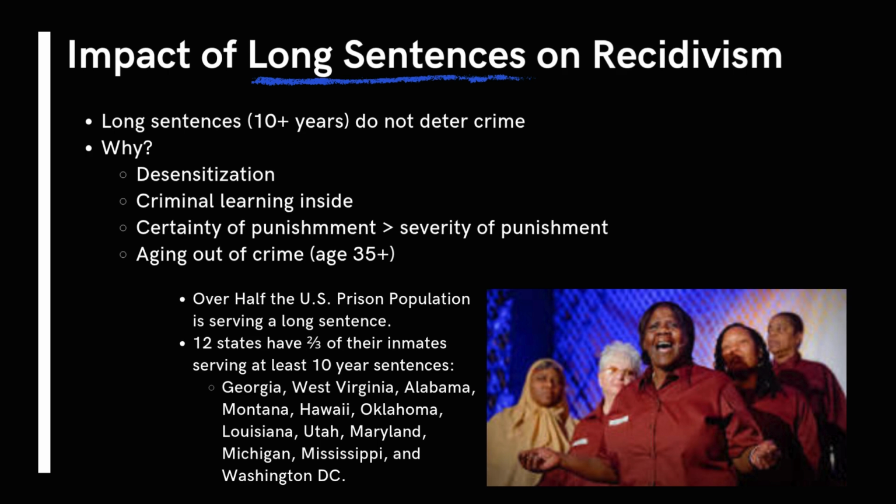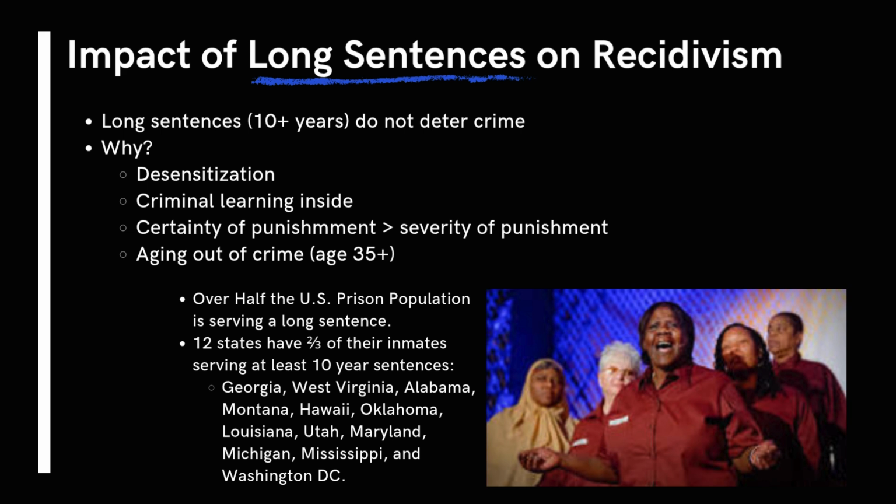For our course purposes, we are defining long prison sentences as at least 10 years, and over half the prison population is sentenced to at least 10 years. This is a jump from 44% in 2000. There are 12 jurisdictions where 2/3 or more of the prison population is serving a long prison sentence. These include Georgia, West Virginia, Alabama, Montana, Hawaii, Oklahoma, Louisiana, Utah, Maryland, Michigan, Mississippi, and Washington, D.C.